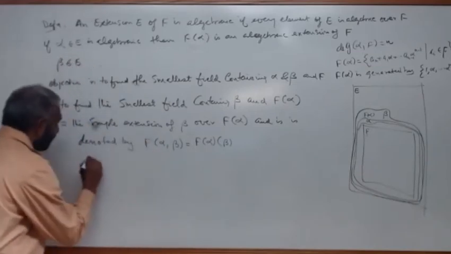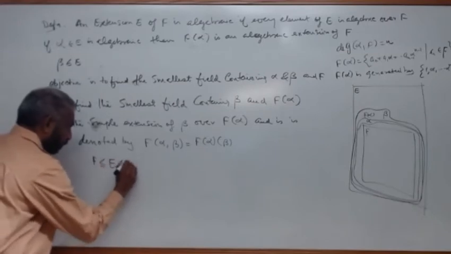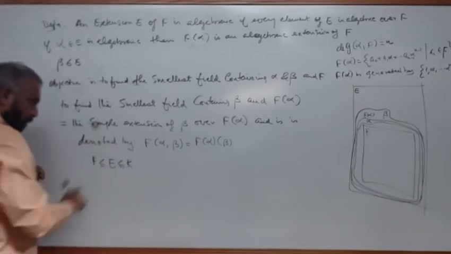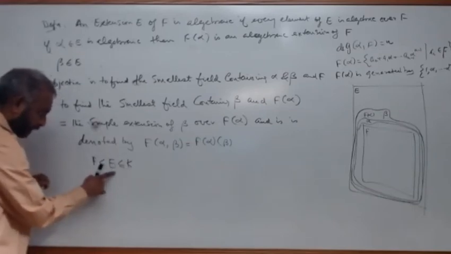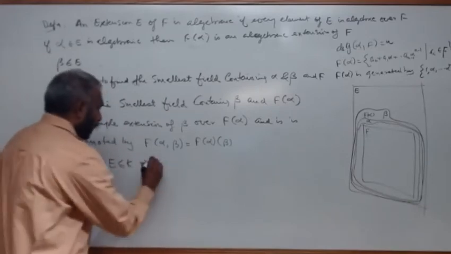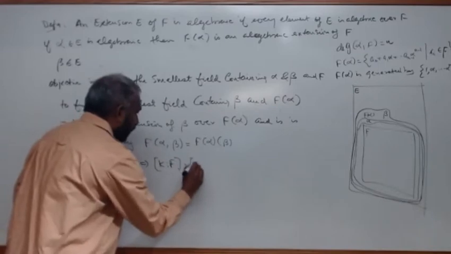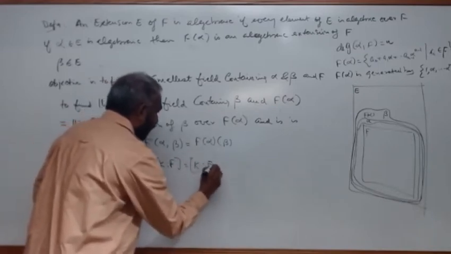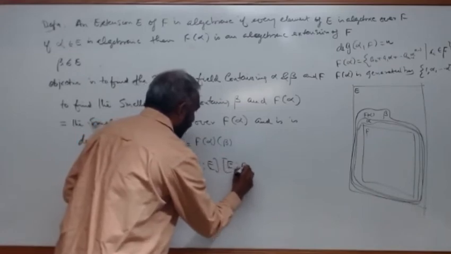We have a result here. In the last class, if E is an extension of F and K is a finite extension of E, then the degree of K over F is equal to the degree of K over E times the degree of E over F.